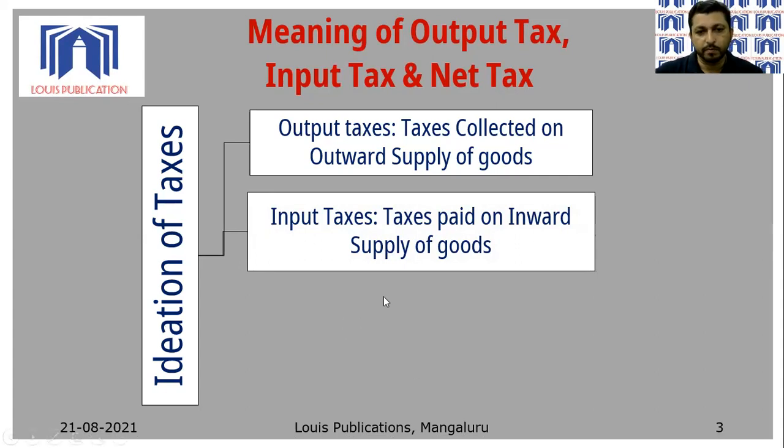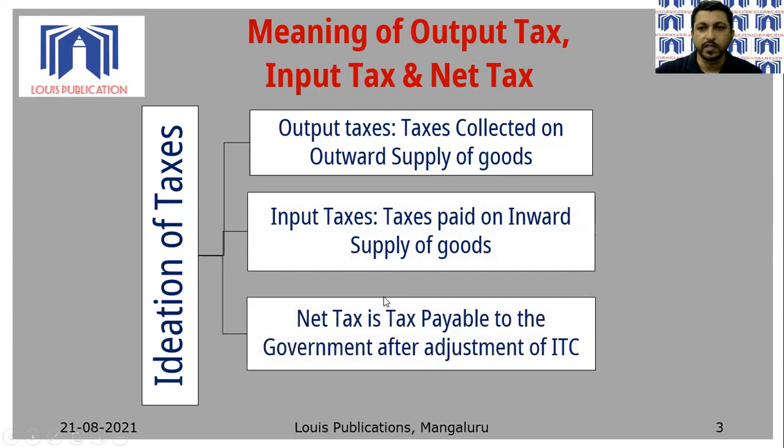Then we have the next concept, that is net tax. As the name suggests, net means after deducting. What is this net tax? It is tax payable to the government after adjustment of ITC, input tax credit. Whatever input tax you have paid, you can claim. If you are claiming a credit, that will be called input tax credit. And output tax minus input tax is going to be the net tax amount. So net tax is basically the tax payable to the government after adjustment of input tax credit.